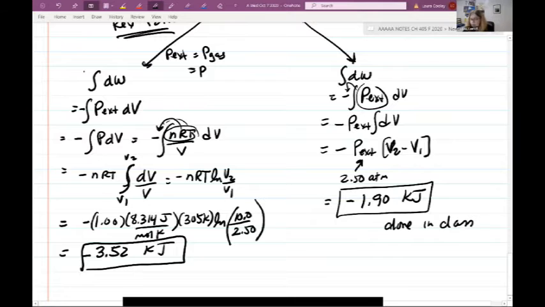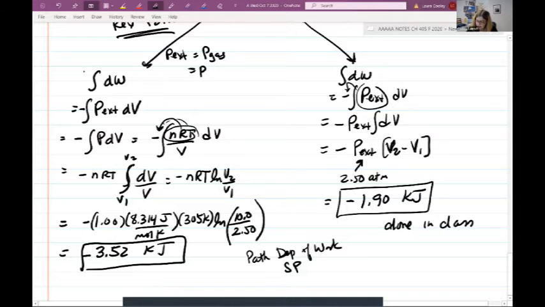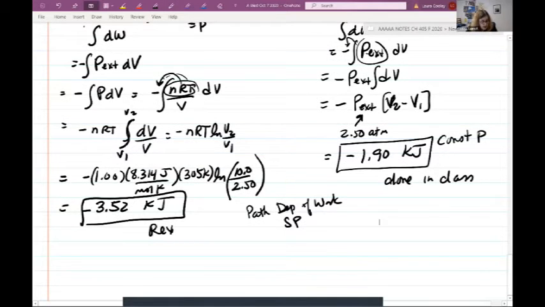That was the example you did at the beginning of class, and then you converted it from liter atmospheres into joules. This is from the path dependence of work special problem. This one is constant pressure, and this one is for reversible, between the same two states. So work is definitely path dependent. We cannot do the same thing. These are not the same.